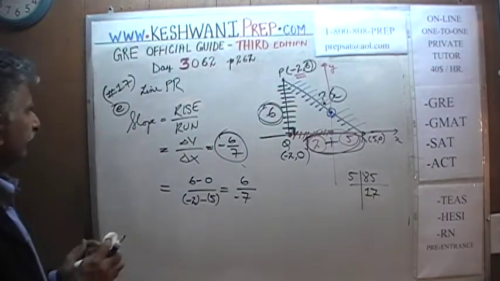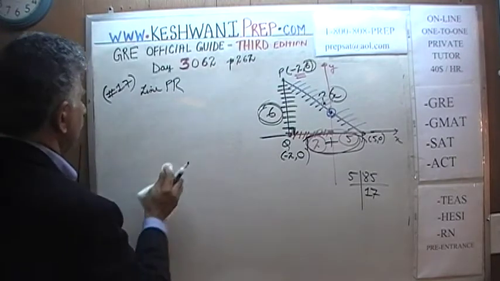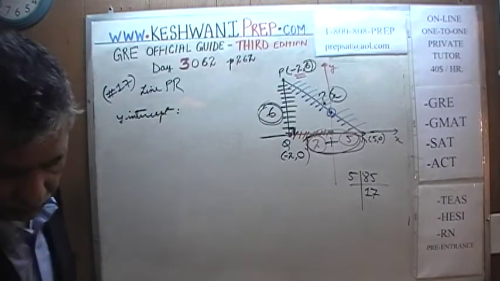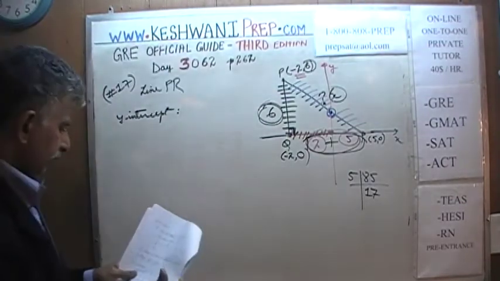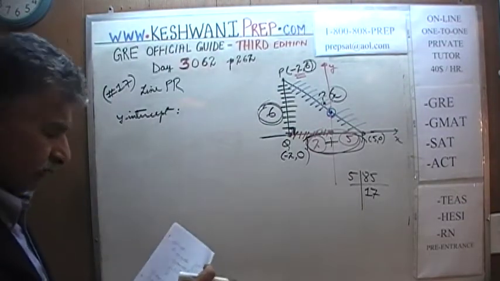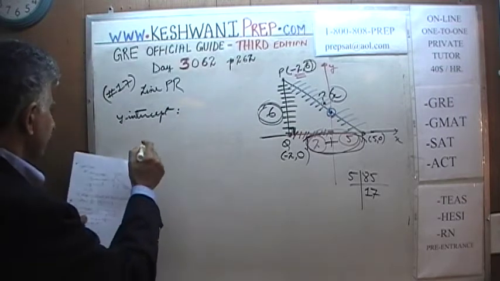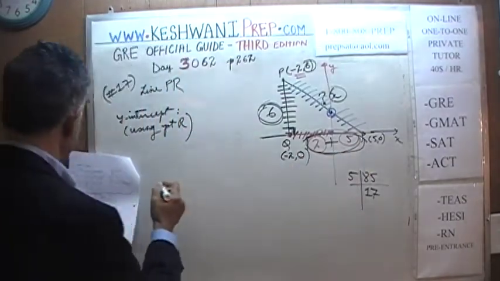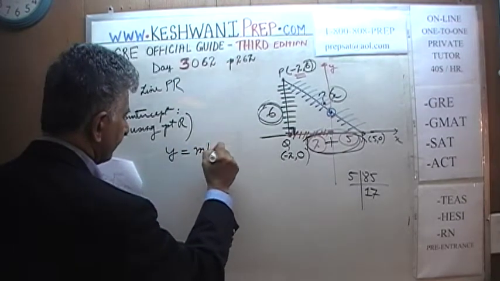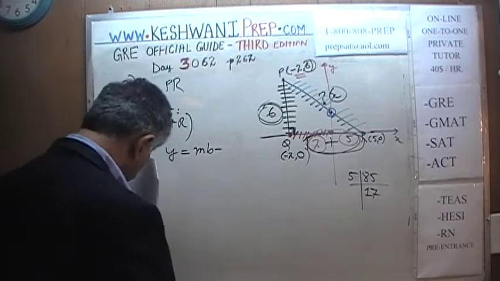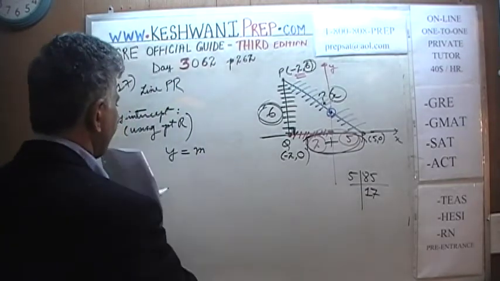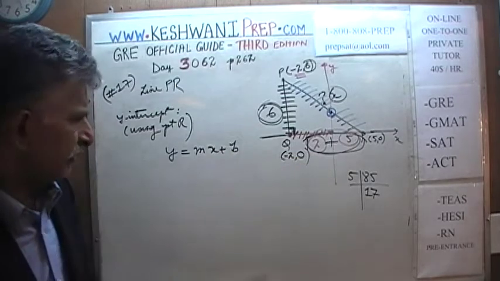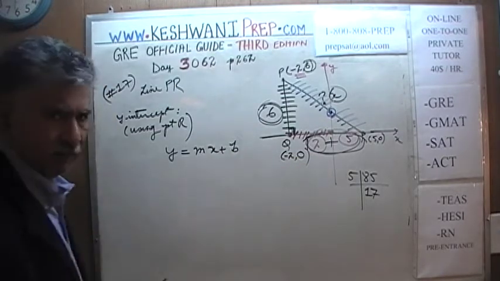Let's do the y-intercept. Y-intercept of this line, where does it cut the y-axis? Well, let's use the slope-intercept form, and we're going to use point R right here. The slope-intercept form is y equals mx plus b. We could have used this point, we could have used any of the points, doesn't really matter. We would get the same answer.